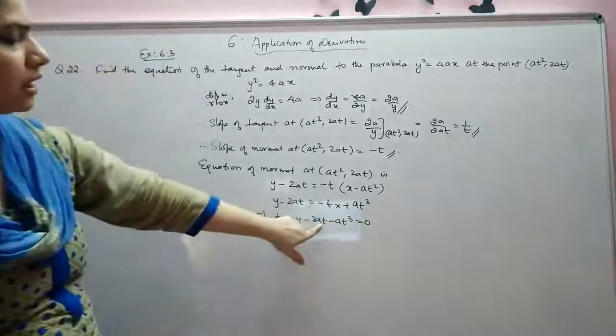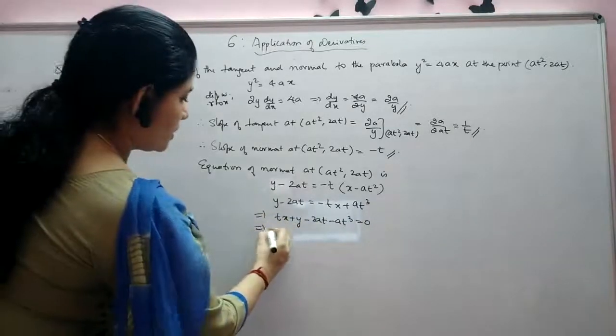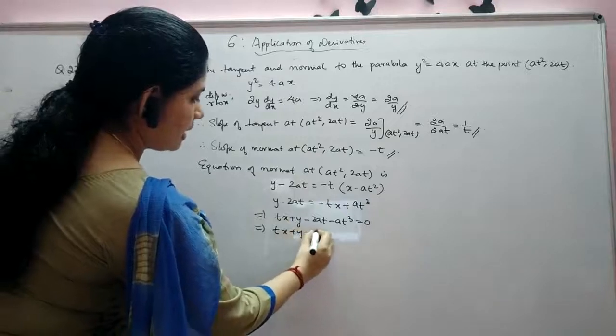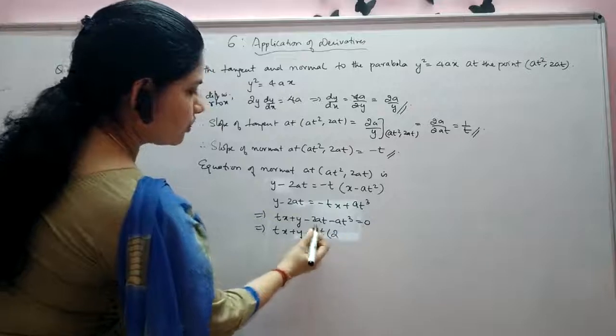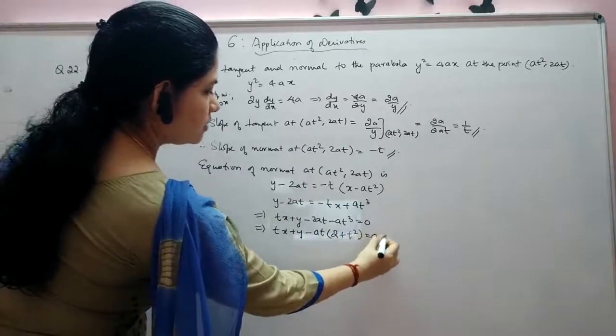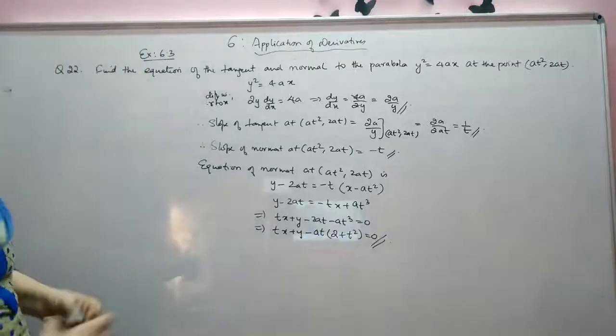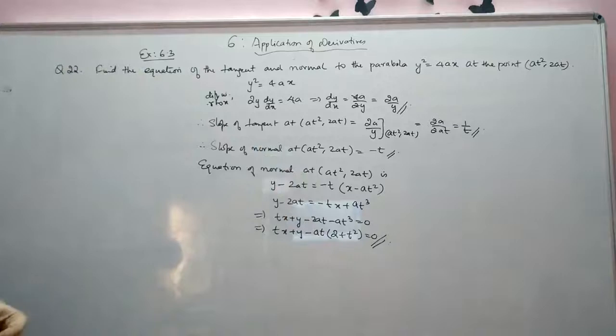If you want, you can take out a in common from this part and write. So what you will get, tx plus y minus a can be taken out. Remaining you have 2t positive here, and plus here you have t square, equal to 0. So this is the equation of normal. I am writing like this, equation of normal.